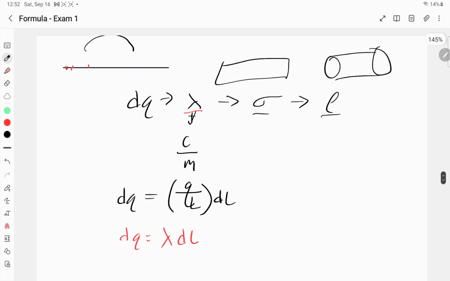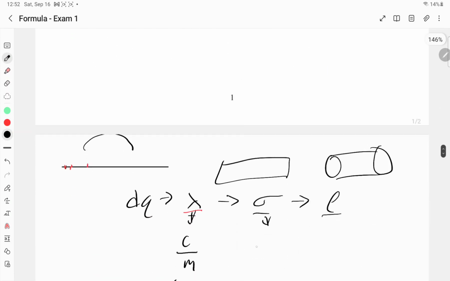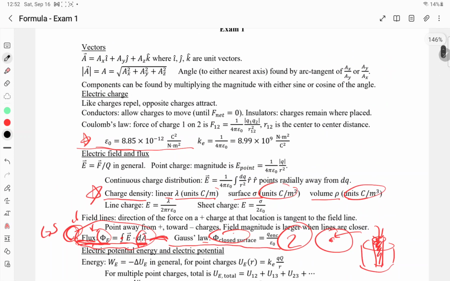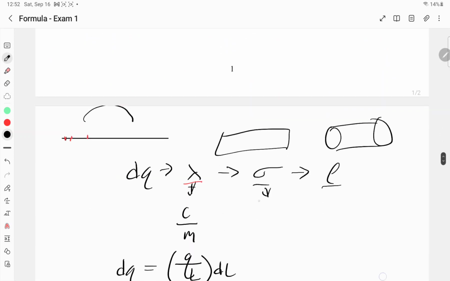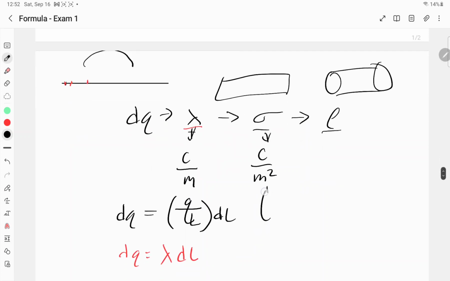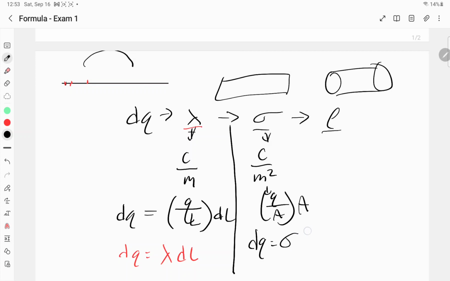Same idea with these, right? So you have here, they tell you this surface density, it has units of coulombs over meter squared. Well, meter squared is units for what? It's units for area, or you could just say, hey, this is q over area. What are you going to do to get rid of area? You're going to multiply it by an area so you can get q alone. So in this case, dq is equal to your surface density, or q over A, times that changing area, the little area you're looking at as you go across the shape.